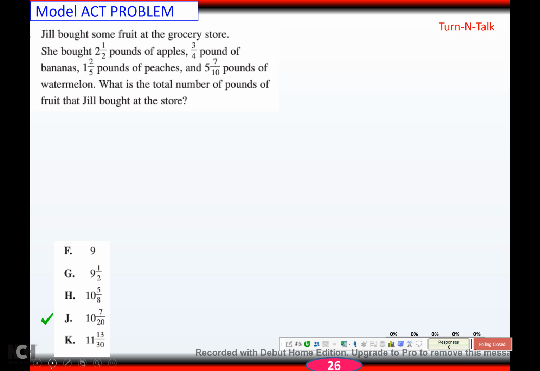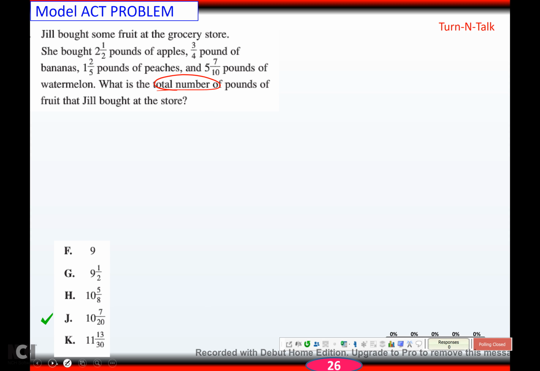And hopefully you got 10 7/20. Jill bought some fruit at the grocery store. She bought 2.5 pounds of apples, 3/4 pounds of bananas, 1 2/5 pounds of peaches, and 5 7/10 pounds of watermelon. What is the total number of pounds?